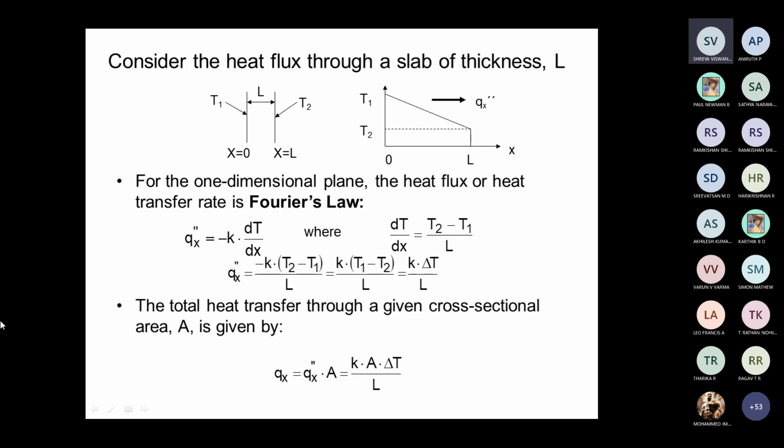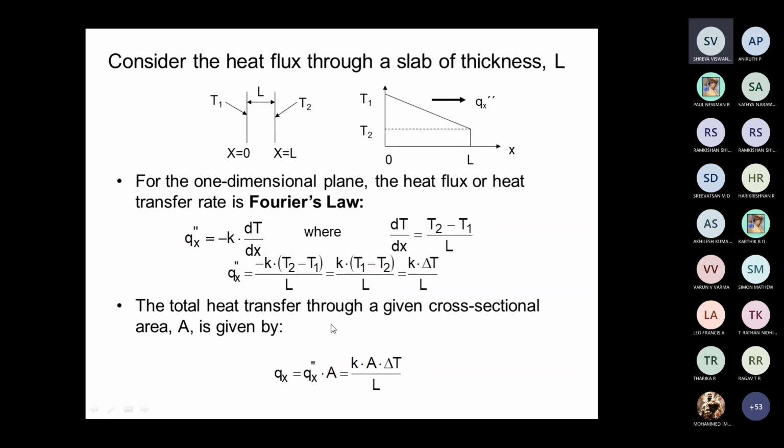Let me write it also. Here you can see Qx, which is equal to Qx double dash into A, which is equal to minus KA dT by dL. Why does this minus become K A del T by L? Because we will be taking the limits at x equal to L and x equal to 0. So at x equal to L, the temperature is T2, and at x equal to 0, the temperature is T1. When you substitute, dT is T2 minus T1, and dx is L. So minus K into T2 minus T1 divided by L is equal to K into del T divided by L.